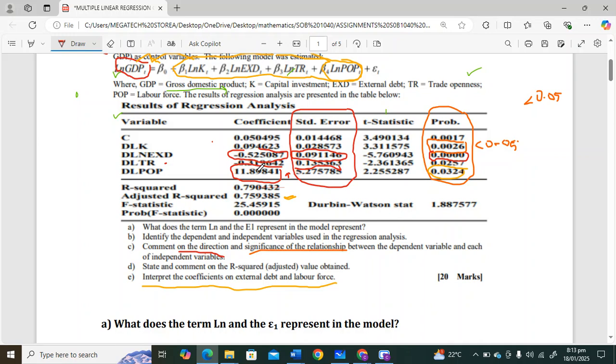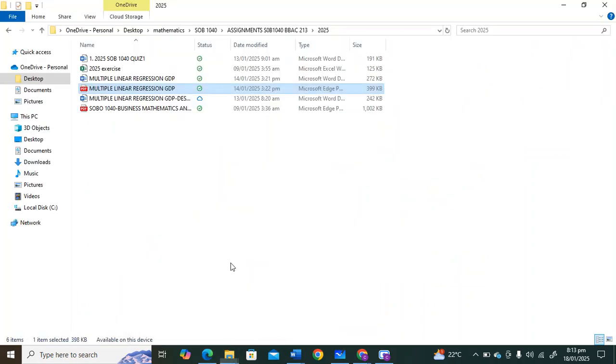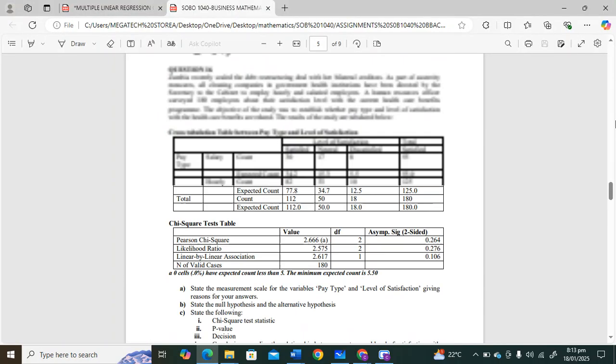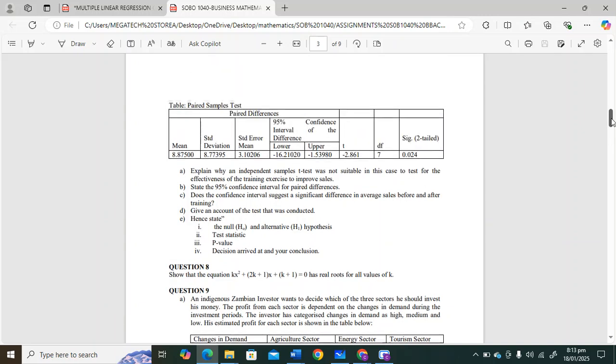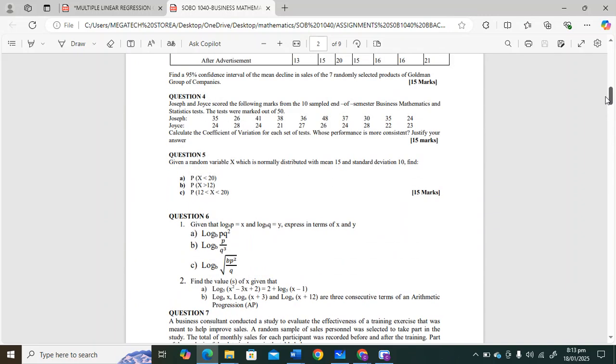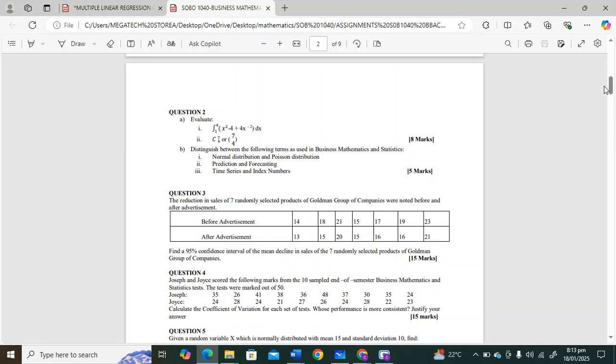Yes, that is part one of the question. Any questions, colleagues, before we move to question two? Okay, move to question two.